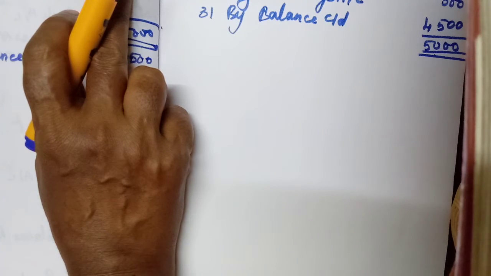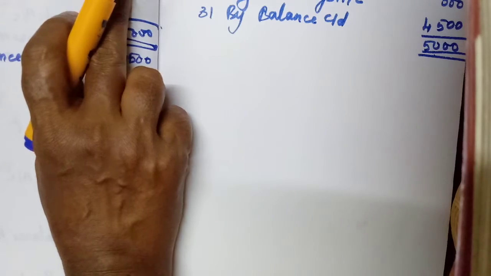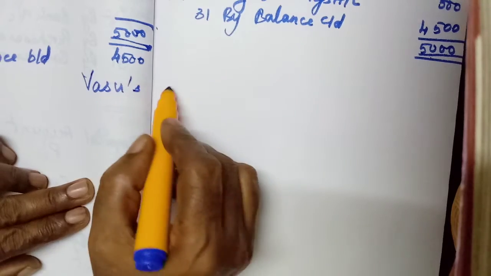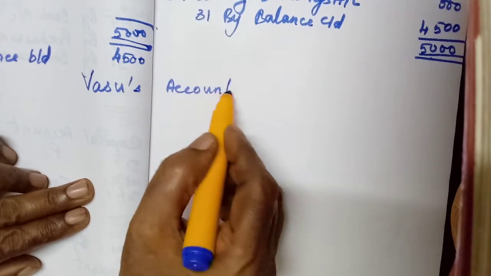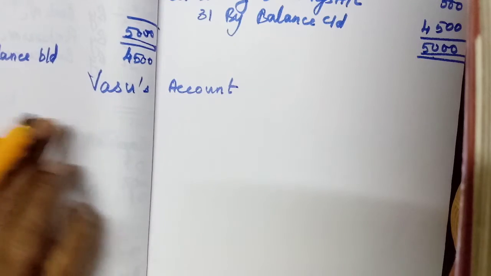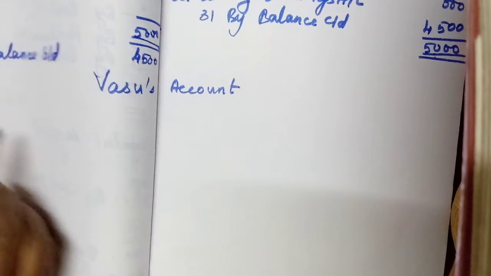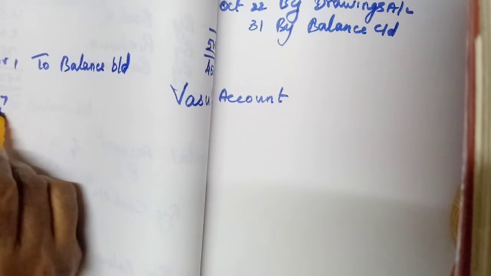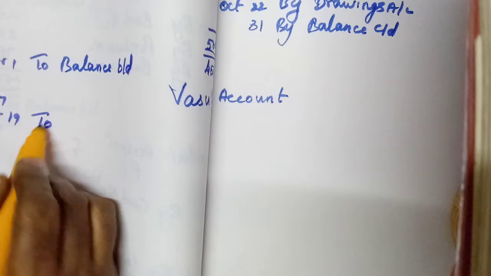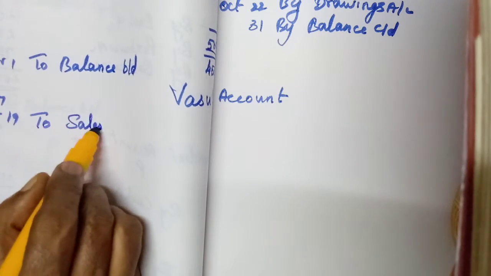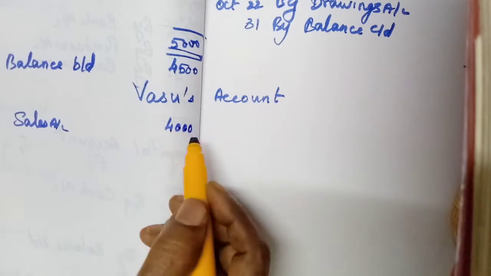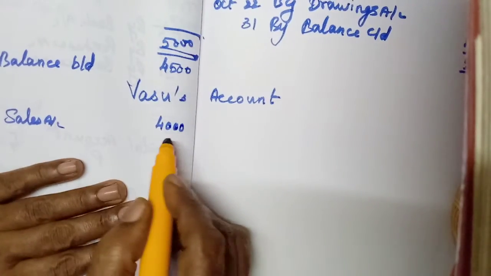Okay, then cash already purchased, then posted, isn't it? Then sold goods to Vasu on credit. So Vasu's account. Vasu apostrophe s. Here Vasu account is debited. So debit side we should post. To sales account 4,000. Okay, so only one item.